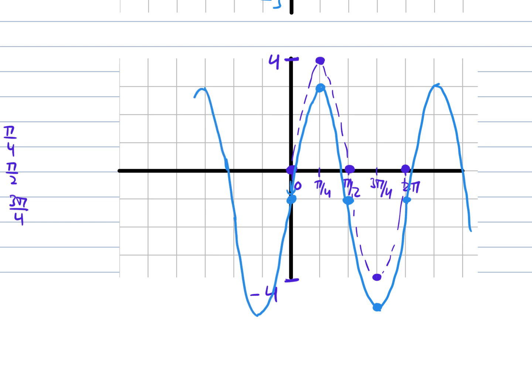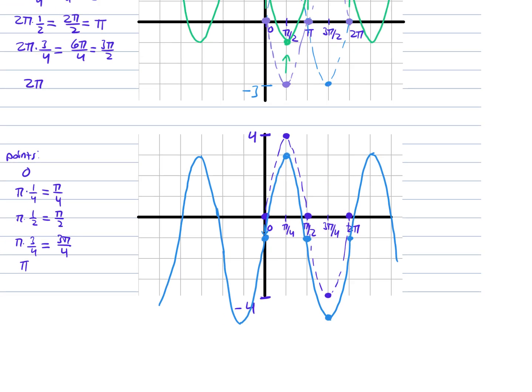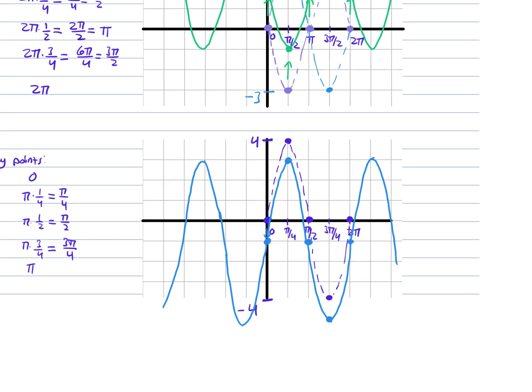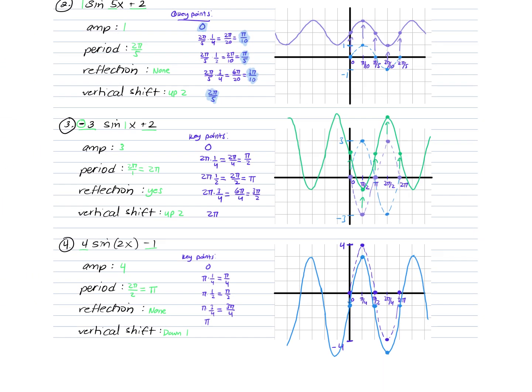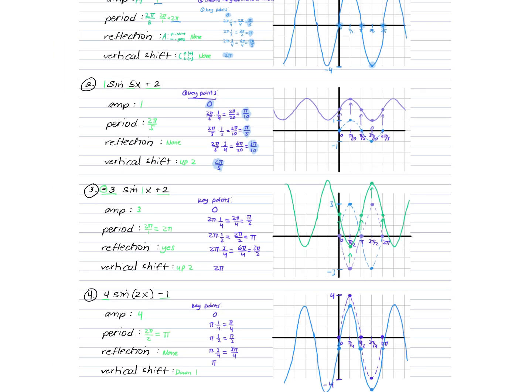Try not to be messy, so that you can clearly make sure that it looks like a clear pattern as your final answer. It should look something like that. And those are your examples on graphing sine functions.